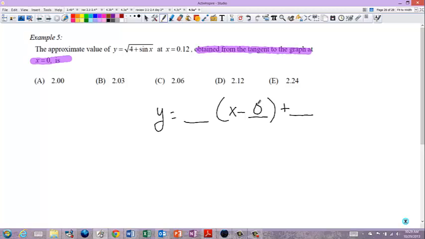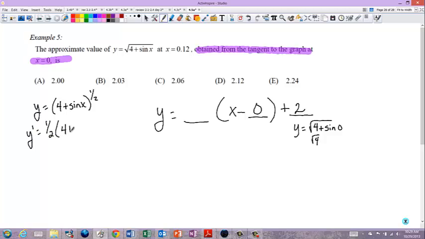If I fill this in for my y equals the square root of 4 plus sine of 0. Sine of 0 is 0, because it's the y value, so it's the square root of 4. So that's 2. And my derivative, I'm going to rewrite this as 4 plus sine of x to the 1/2. So my derivative is 1/2 times 4 plus sine of x to the negative 1/2, chain rule, times cosine of x.